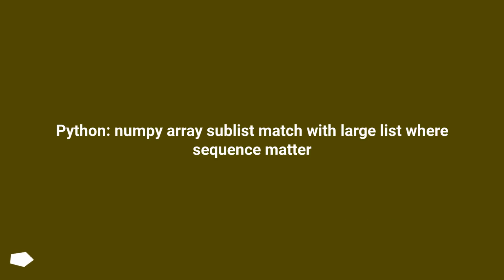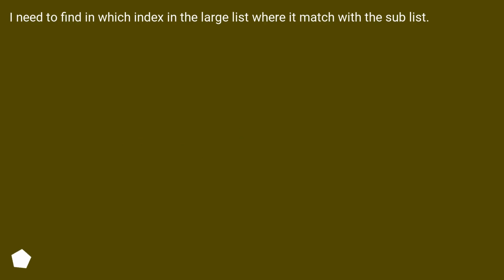Python, numpy array sublist match with large list where sequence matters. I need to find at which index in the large list it matches with the sublist.